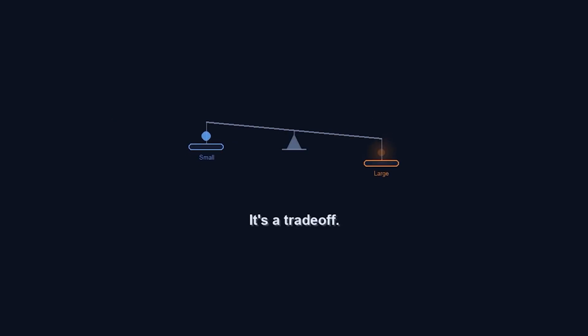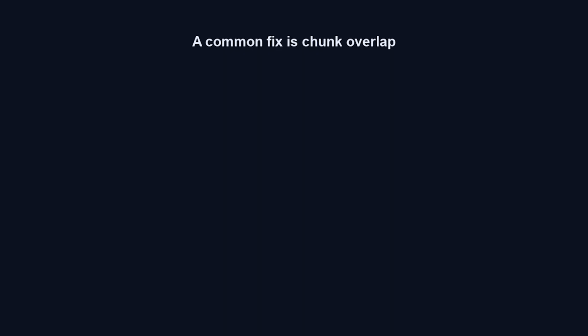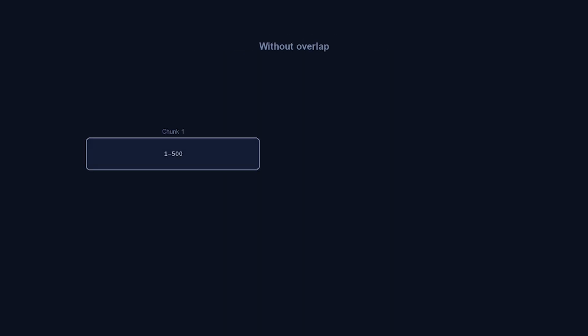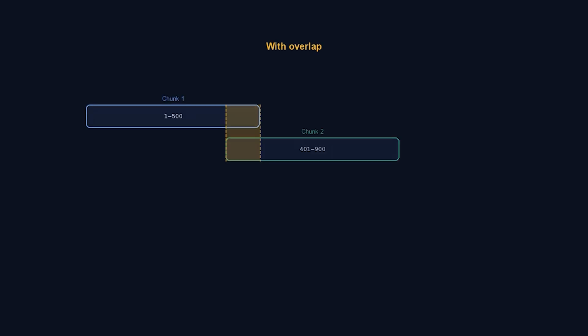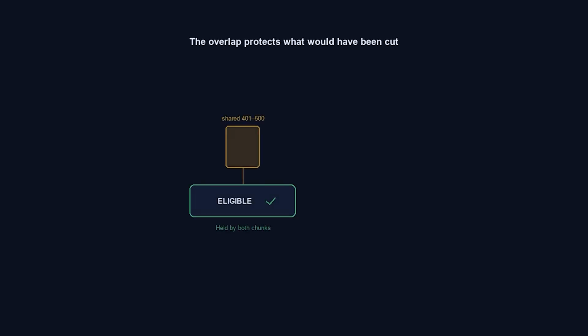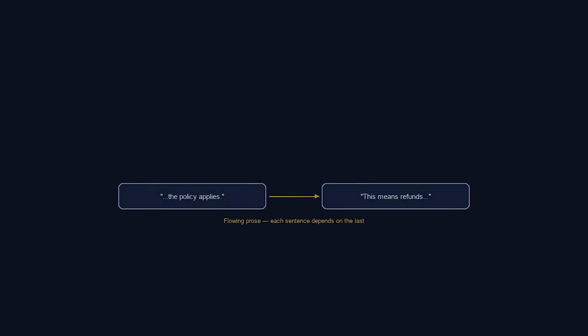So that's a trade-off. And a common fix is chunk overlap. So instead of splitting it like this, we split it with overlap, which looks like this. The overlapping region helps prevent important information from being cut at the boundary. This is useful when documents are written as flowing prose, where one sentence depends on the previous sentence.